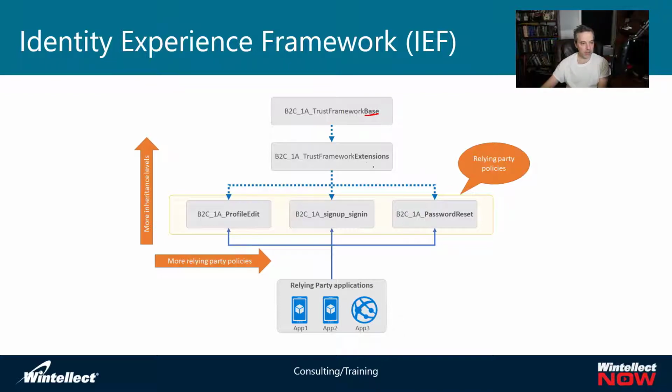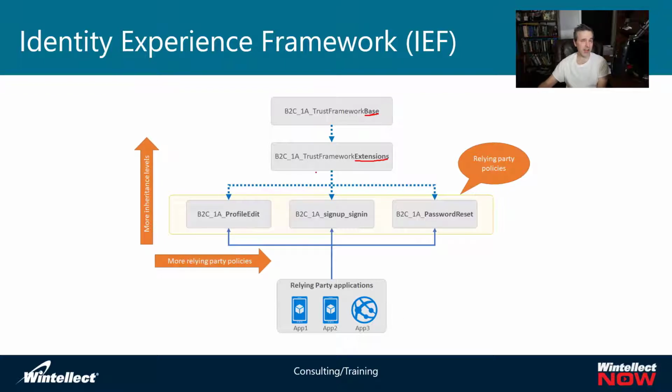Now with the extensions, what that does is it takes all of this and inherits it, and it might add some things to it. It can add more claim schemas. It can add in more social logins. It can add in a lot of different things like that. And the reason why we have this base policy and then this extensions policy is this one will allow us to use the same base policy for multiple different scenarios, while this one is getting down into some more specific scenarios related to maybe a specific application.